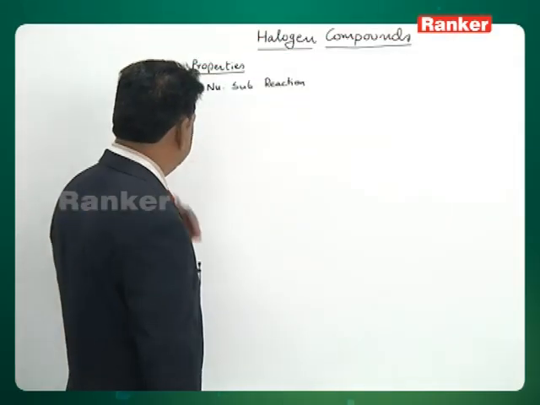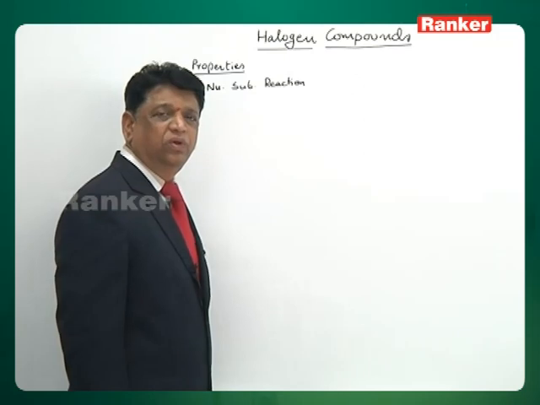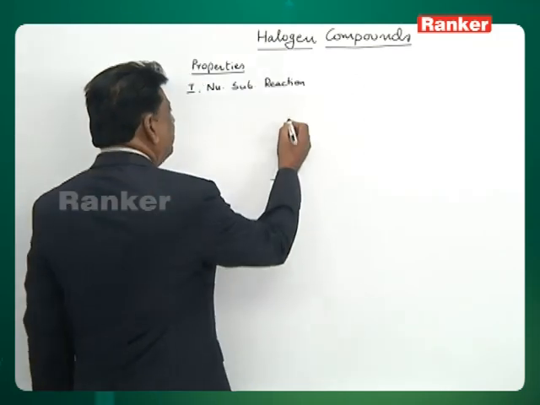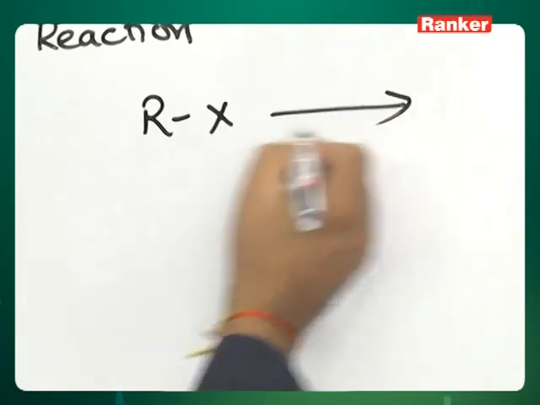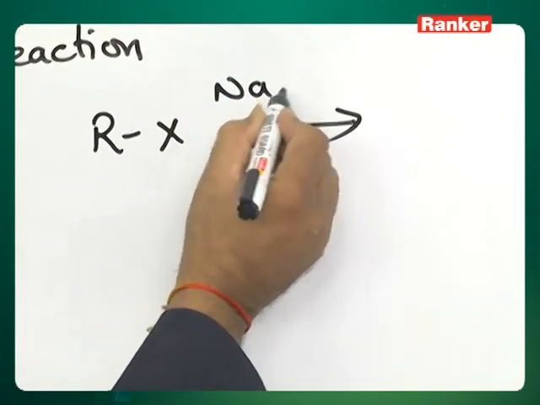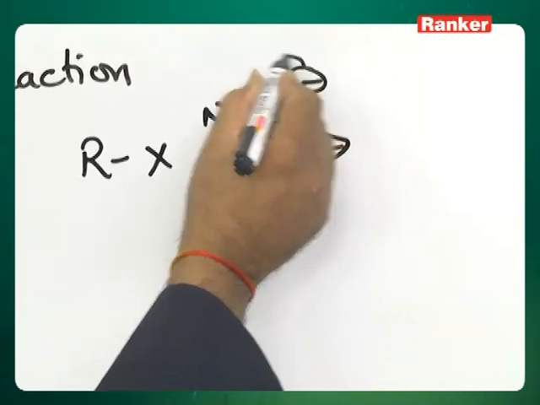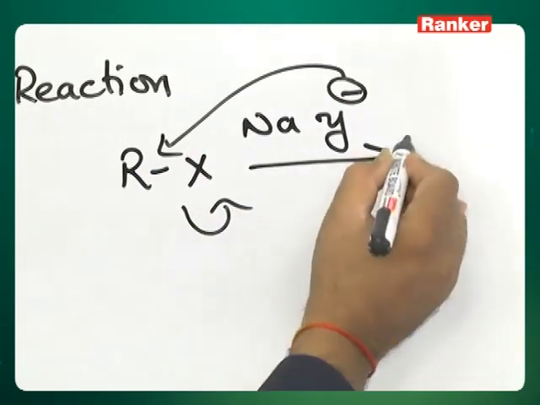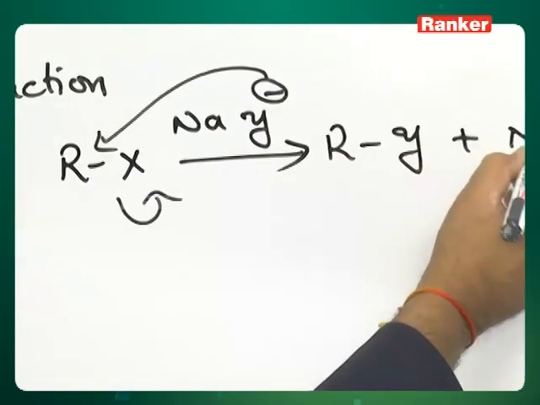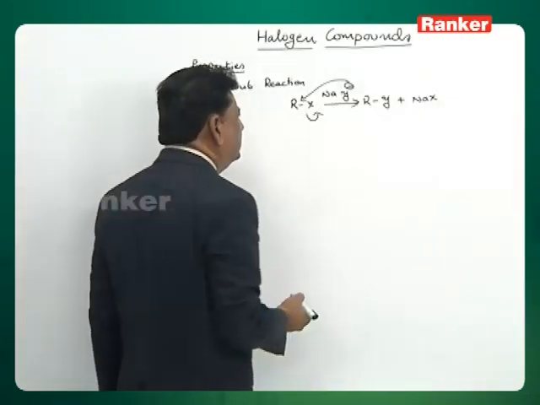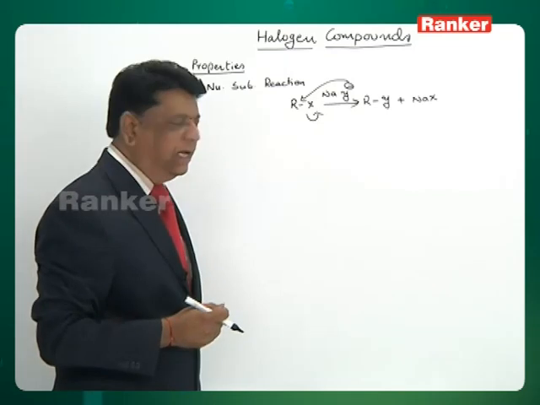So, in continuation to this first reaction, that is the nucleophilic substitution reaction, we have seen that in this reaction, in an alkyl halide, the halogen is being replaced by a Y minus, which is a nucleophile, and you will get a new Y-containing compound, and NaX will come out. So, this is a nucleophilic substitution reaction.